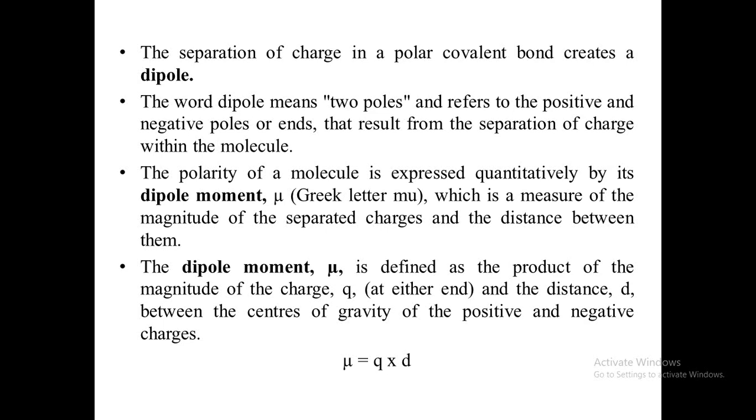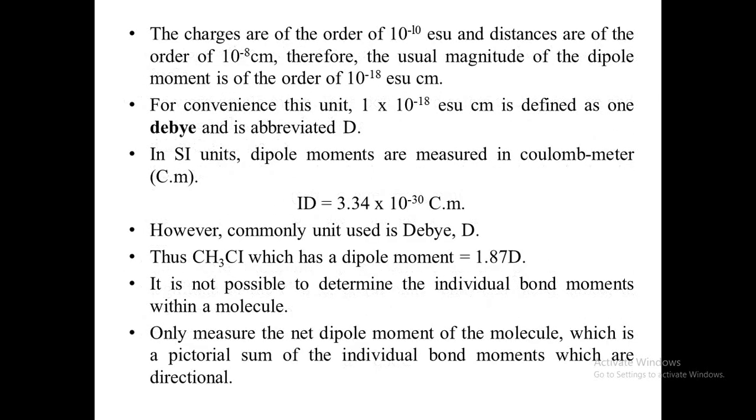If you know the dipole moment of a molecule and you want to completely dissolve that molecule, then you shall take a solvent of exactly similar dipole moment. All of you are very much familiar with the principle that like dissolves like. So this is represented by the Greek letter mu, which is a measure of the magnitude of separated charges and the distance between them. The proper definition of dipole moment is the product of the magnitude of charges at either end and the distance between the centers of gravity of positive and negative charge, and it is represented by mu is equal to q into d.